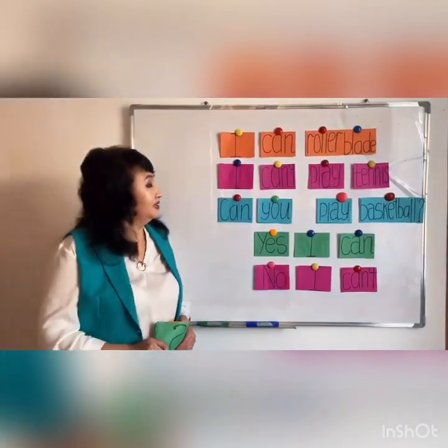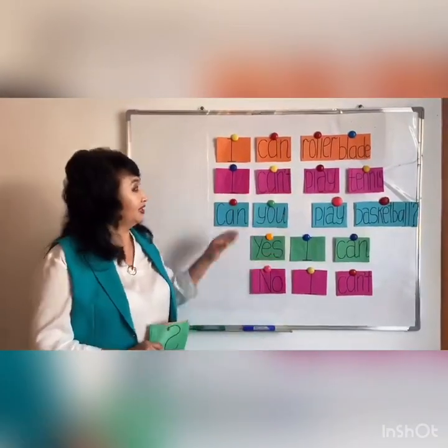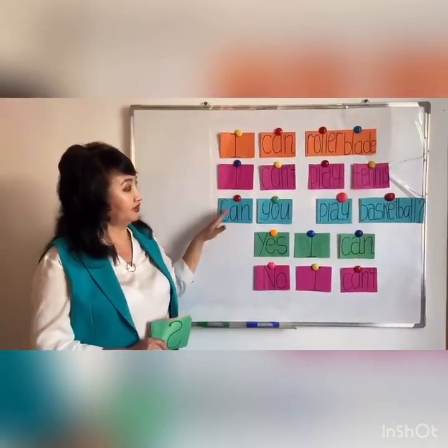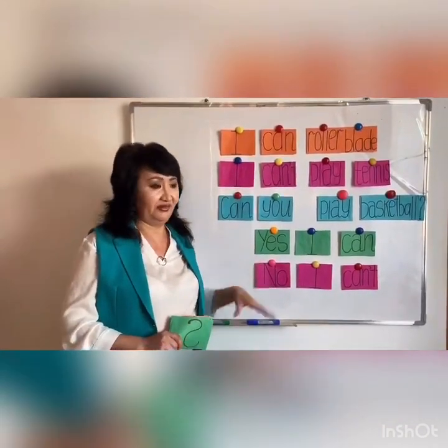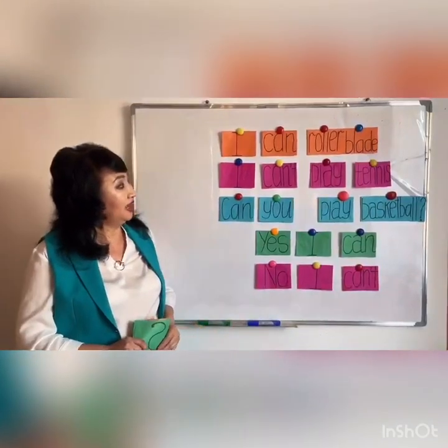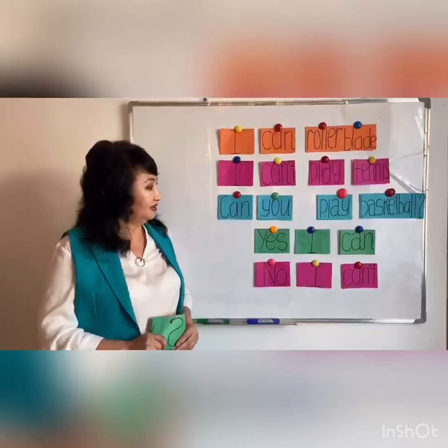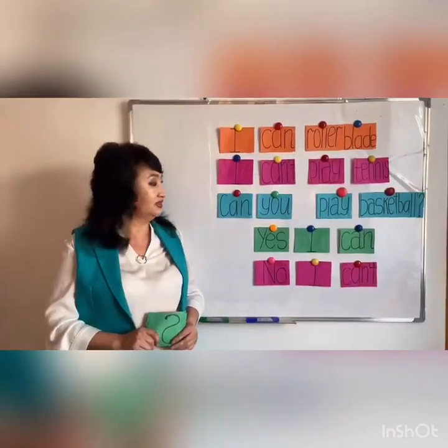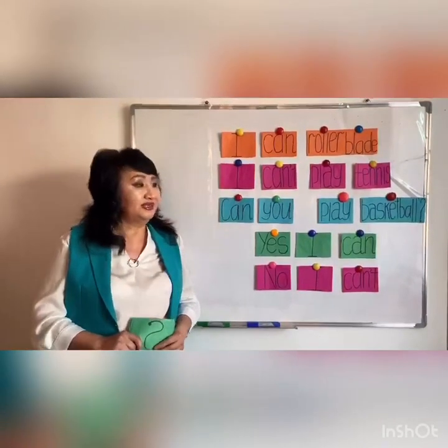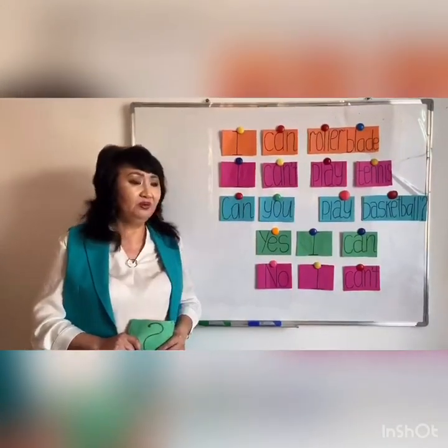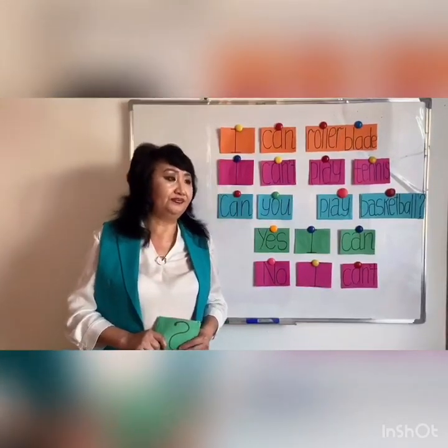Okay, look at the board. There is a typical grammar box with affirmative, negative, interrogative sentences and affirmative and negative answers. As you see, I use different colors of handwritten cards as they help students to recognize and to remember this structure. What common mistakes do learners make?